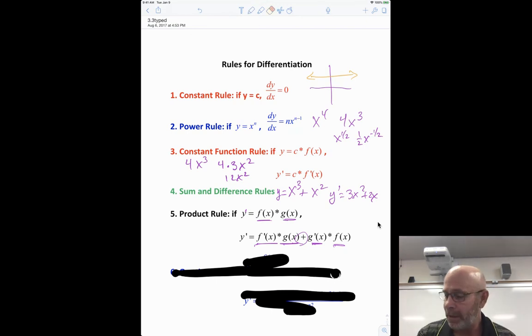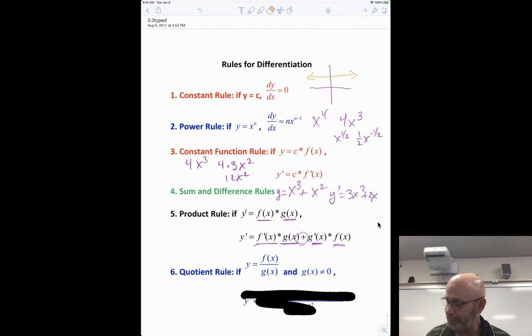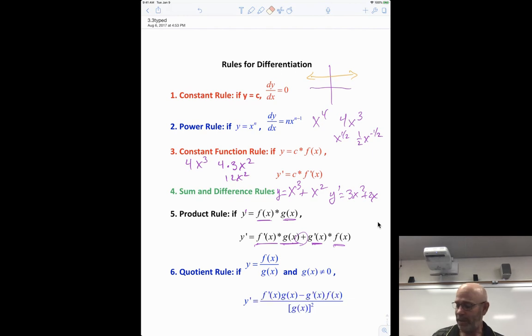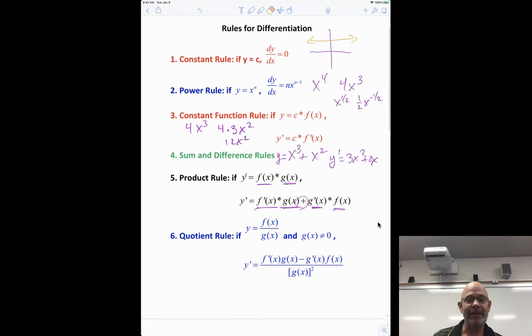And then we have a quotient rule. Where you have f over g. G can't be 0, otherwise we'd have all sorts of problems. The derivative of that is a little more complicated. And these, by the way, just come from the definition. If you use the definition, you can prove this. But since you had this last year, I don't want to go through all those proofs.